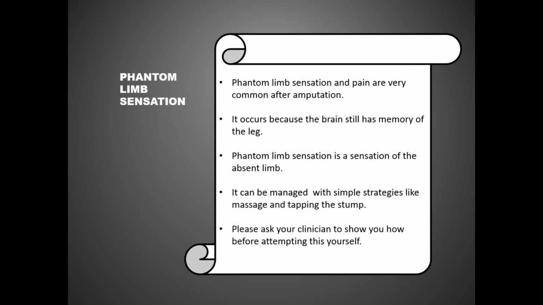Phantom limb sensation. Phantom limb sensation and pain are very common after amputation. It occurs because the brain still has memory of the leg. It can be managed with simple strategies like massage and tapping the stump. Please ask your clinician to show you how before attempting this yourself.